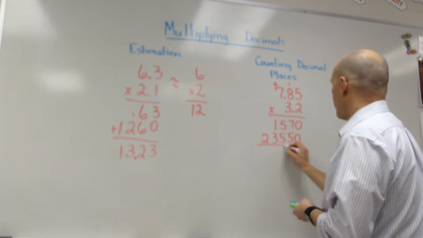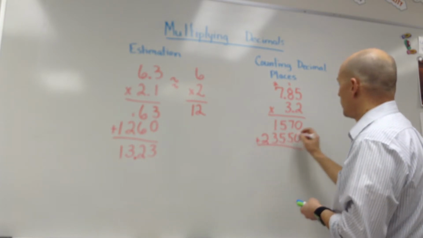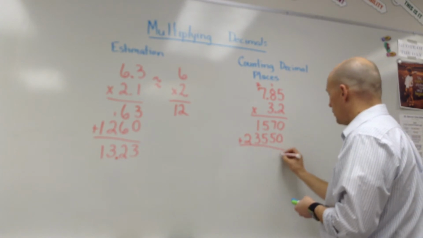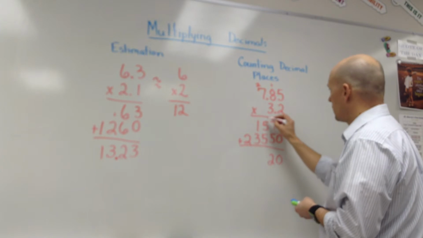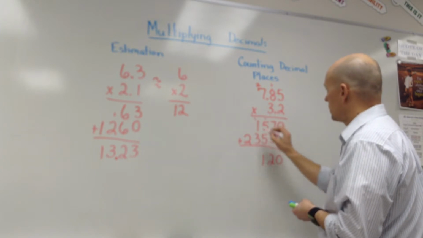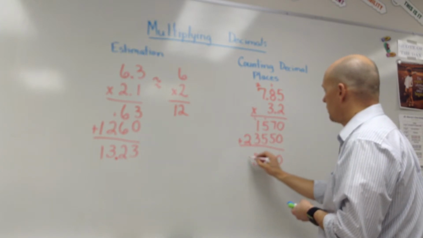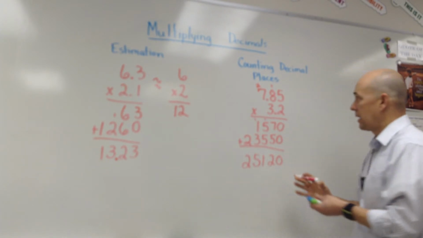Now, we're going to add these up. Still doing our good old multiplication. So I have a 0. 7 and 5 is 12. Carry the 1. 11. Carry the 1. 5. So there's my digits in my answer.